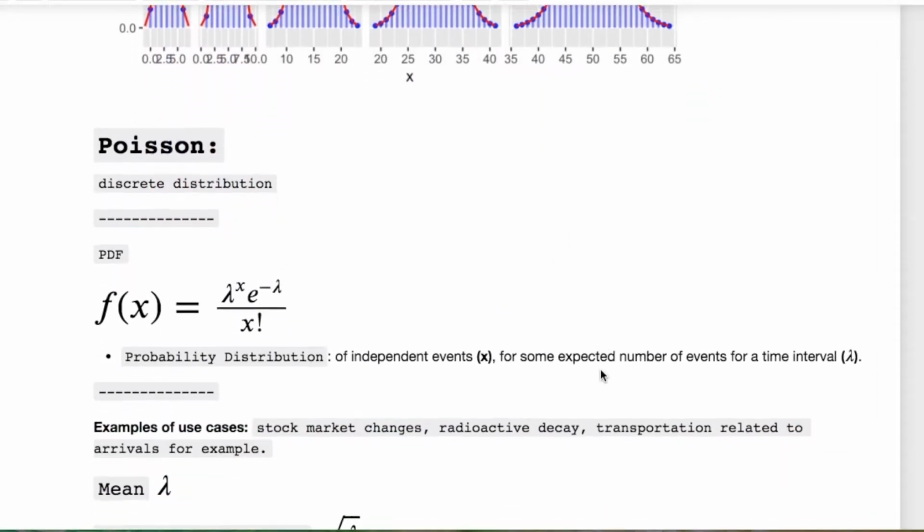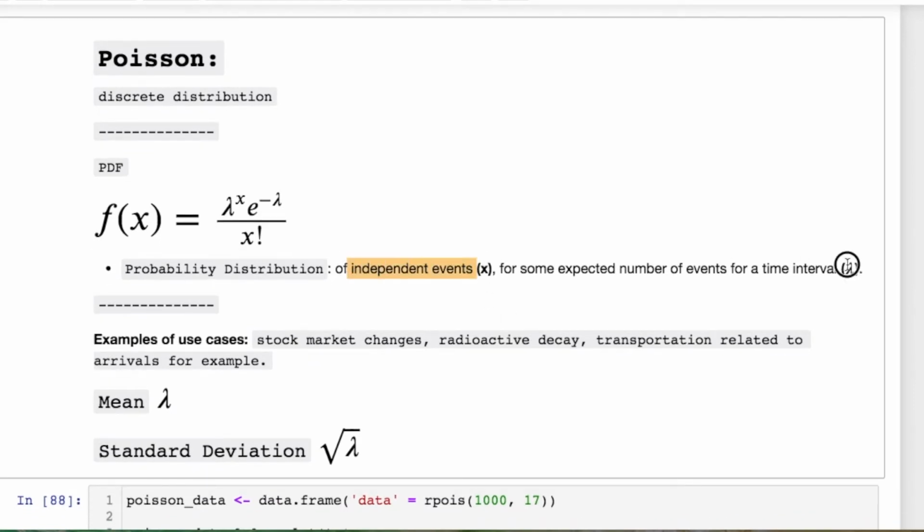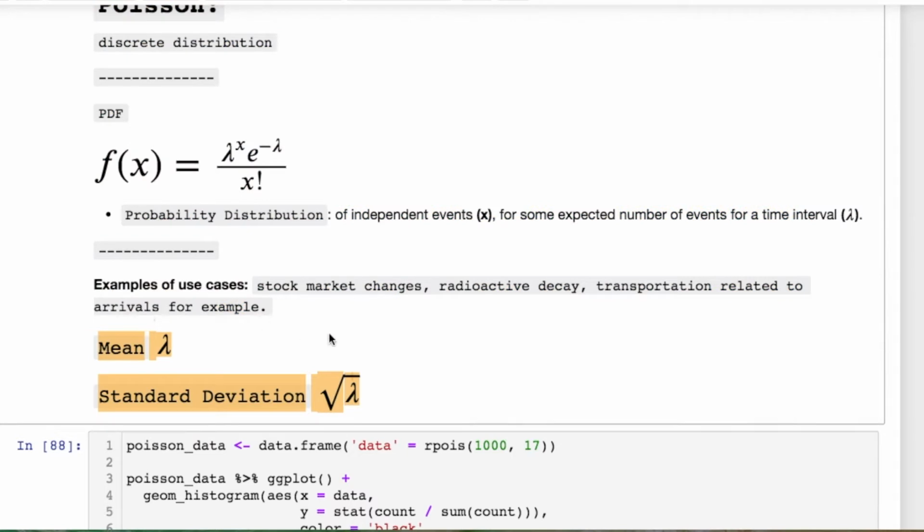Now, the Poisson distribution is interesting. It's a discrete distribution dealing with independent events with some expected number of events in some time interval, lambda, okay? Here's what we're dealing with for the mean and the standard deviation. Now, you could use this in a few applications such as these if you want to read that, but let's get into what the plot looks like to get a general idea.